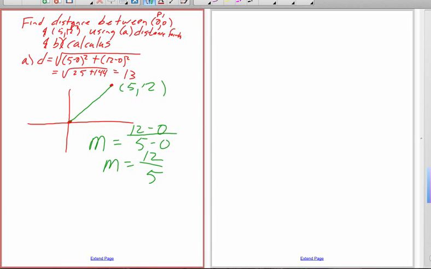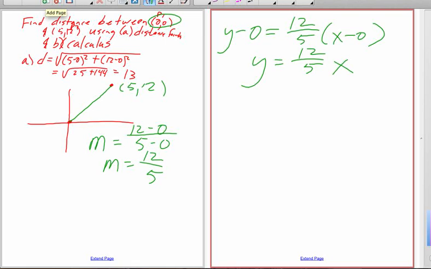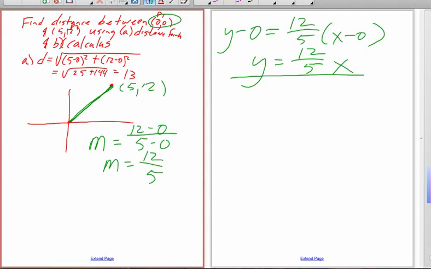Now we're going to put this into point slope. So I'm going to have y minus 0, because I want to use this point since it's going to make my equation nice and easy, equals 12/5 times x minus 0. When I simplify this out, I end up with y equals 12/5 x. And this is the curve. In other words, this is the equation for this line right here. Okay, so now we're ready to do our calculus on this.